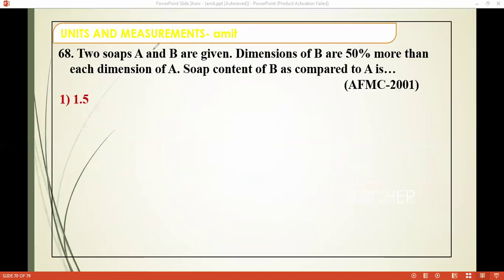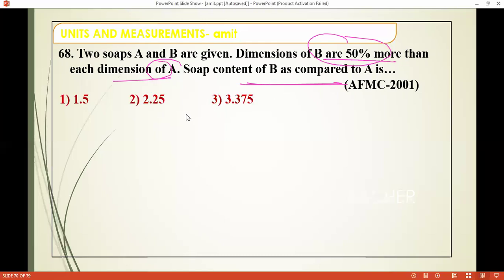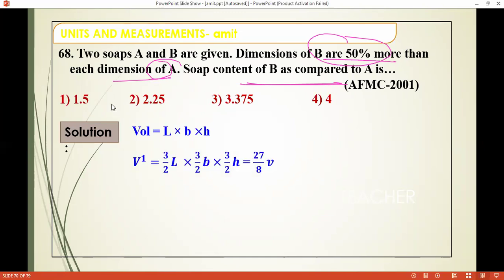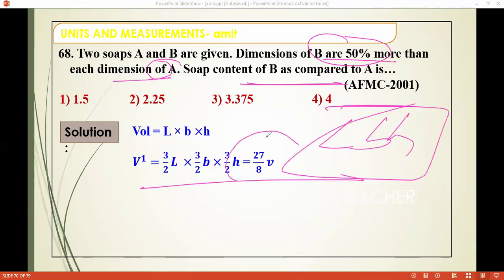Okay, two slopes can be given, the dimensions of B should be 50% more than each dimension of A. The volume of B as compared to A is asked. So basically the dimensions of B are given 50% more. So if you check it, for volume you need to take L into B into H. Don't think sometimes that you take only L into B, no, it's about the space, LBH. And just solve it: 27 by 8.